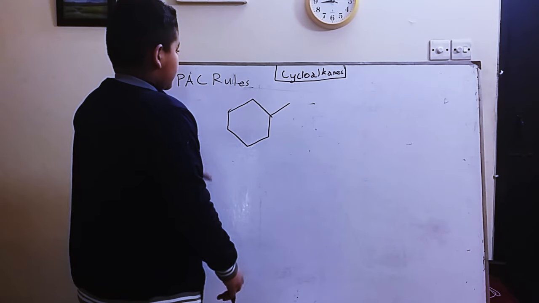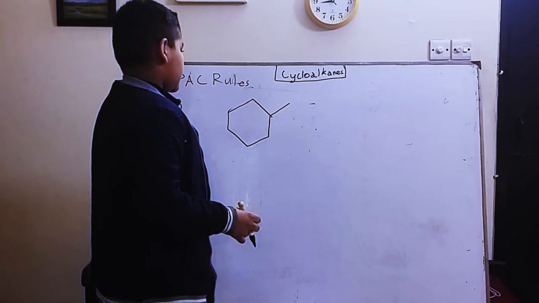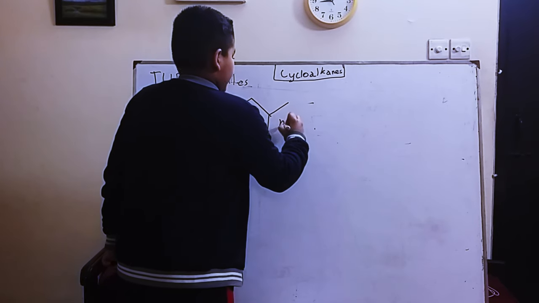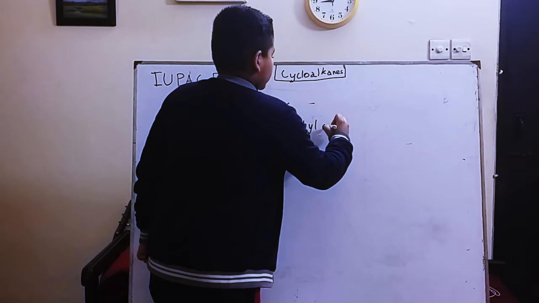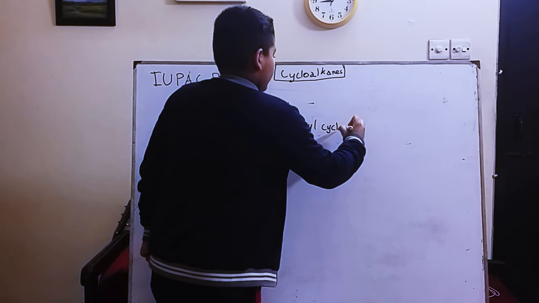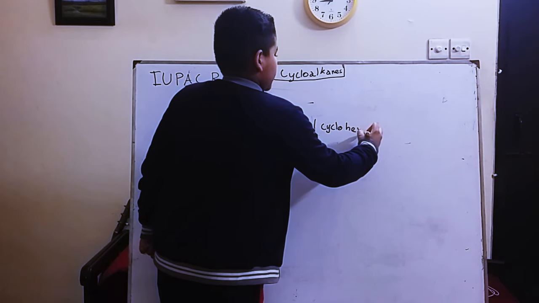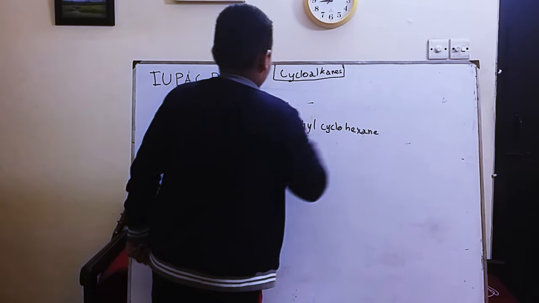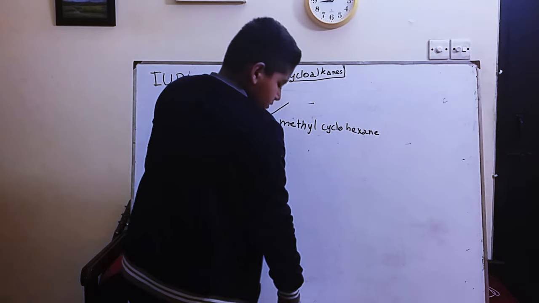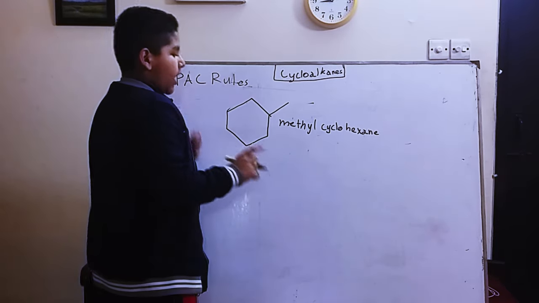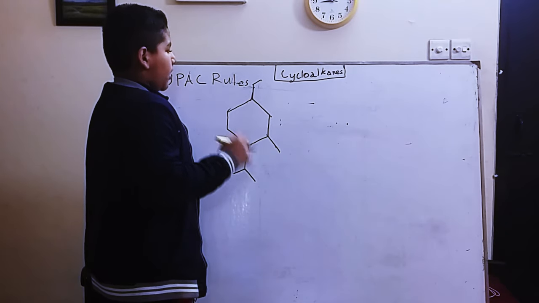Now, since it doesn't have a double substituent, we can just write it methylcyclohexane, because there are 6 carbon molecules and it also has a methyl. So we write it together. Now we have another molecule.